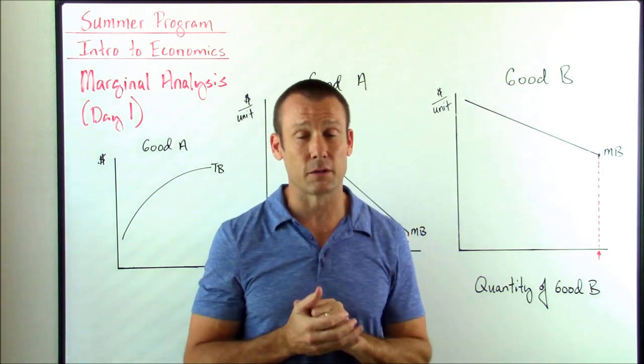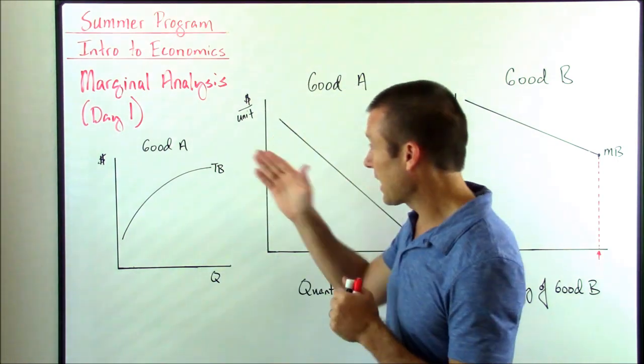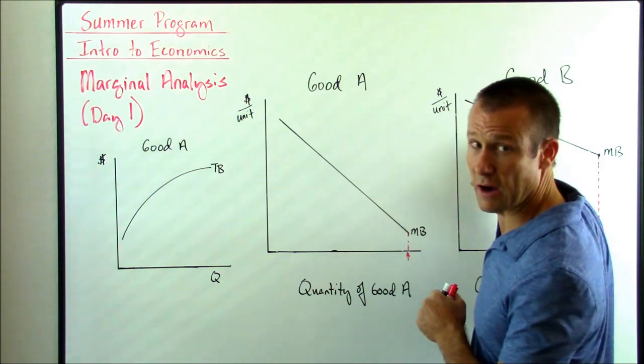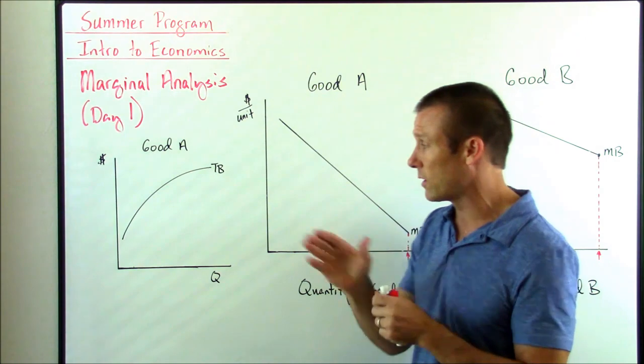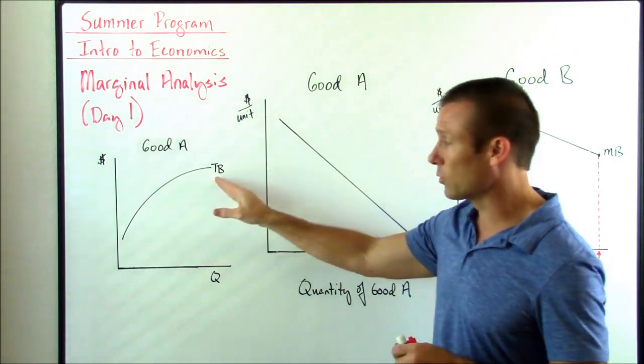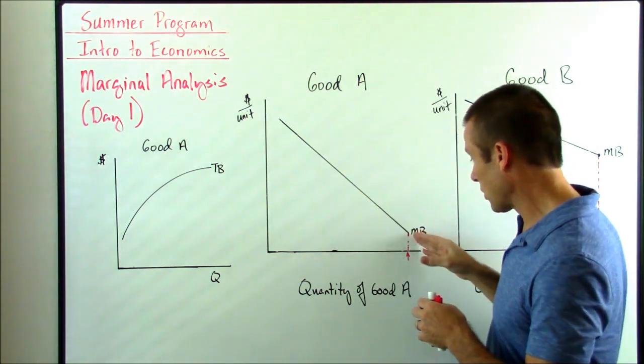So here's where we're going to get a little bit mathematical, okay? I've got good A right here. Don't worry about this graph. We'll deal with that in just a second. But I've got good A and good A, two graphs for it. This first graph is my total benefit graph. This one is my marginal benefit graph.